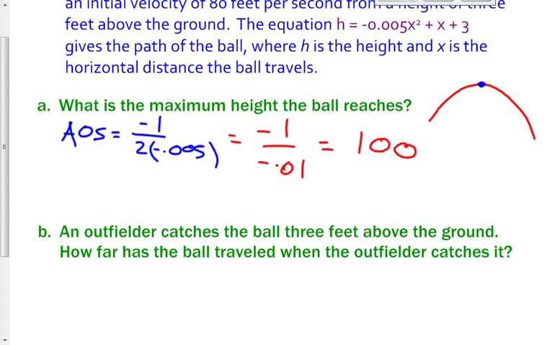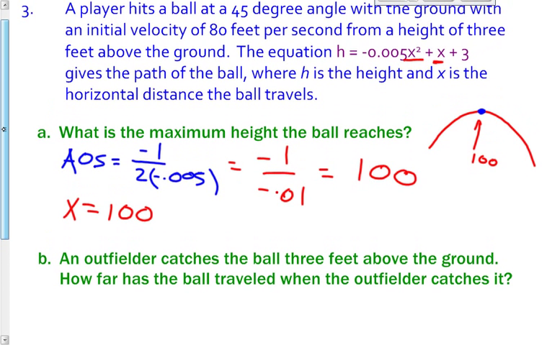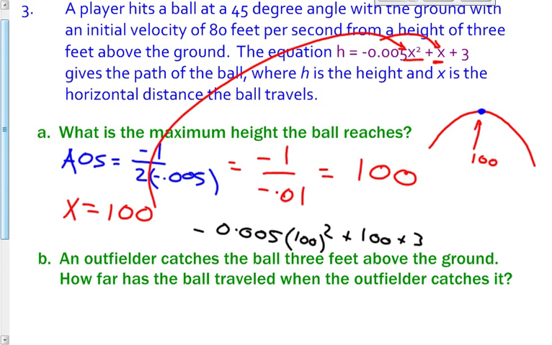So what is the maximum height of the ball? My x equals 100. However, I don't want to find x. I don't want to find the horizontal distance. This is 100 feet away from home plate. I want to find how high that ball went at 100 feet. So the height I find by substituting. 100 is going to go into x squared and into x. So we have negative 0.005 times 100 squared plus 100 plus 3.